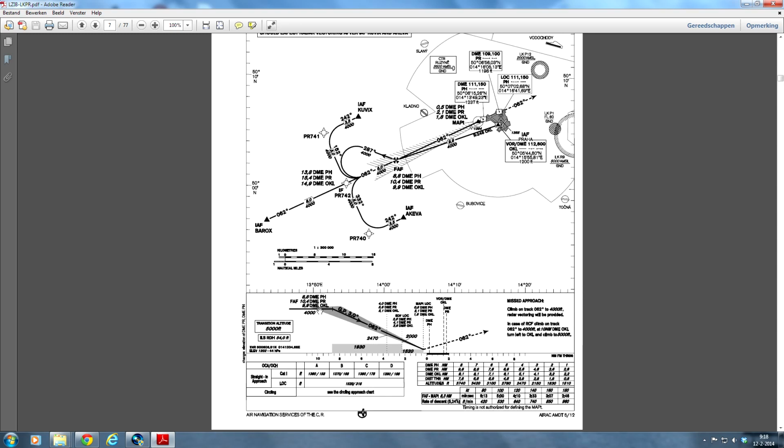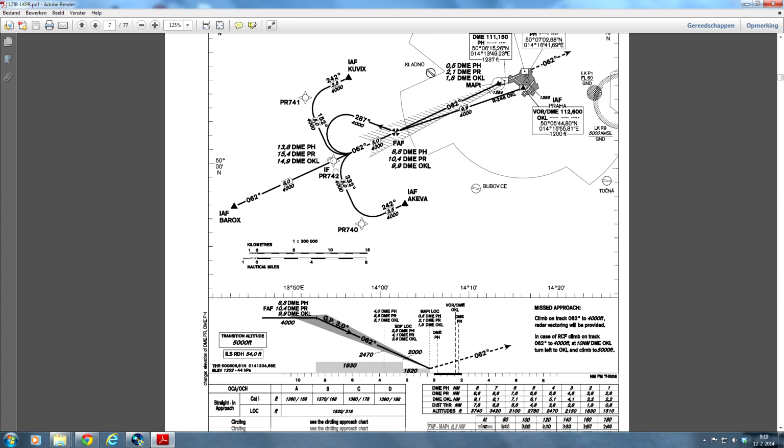And there are some important instructions right here regarding the missed approach procedures. As you can see, you have to track to 062 heading and climb to 4,000 feet, and radar vectoring will be provided. It's very important to review the missed approach procedures because you have to know what you do when you get a go around. You could always get a go around by ATC if there's traffic on the runway or some kind of debris on the runway. You could always get a go around, so be aware of that.